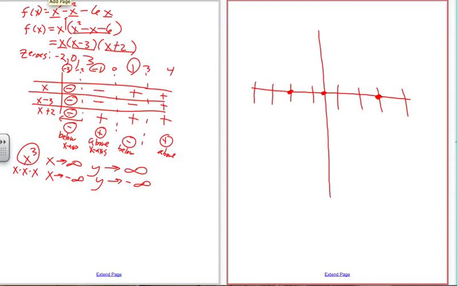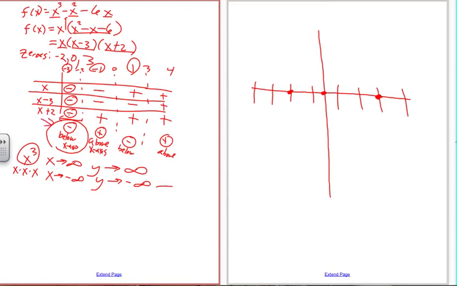Now we don't know how to connect these, except we come back in here, and I know that everything to the left of negative 2 is below the x-axis. And I know at my end behavior, it goes to negative infinity, which means it's just going to drop off. So this guy is just going to go down somehow. Okay, so now we've got to go between here and here, but we don't know whether connected below or above.